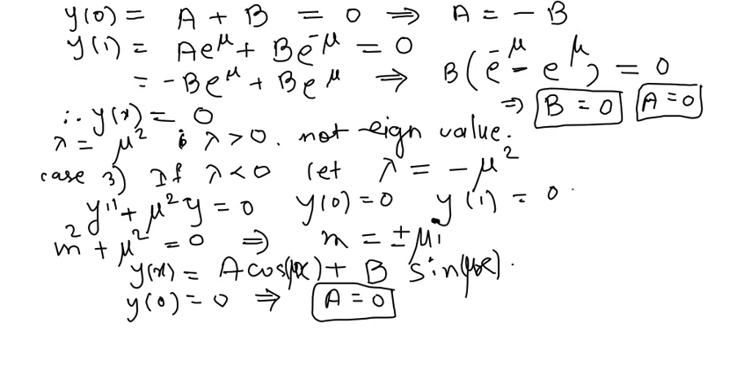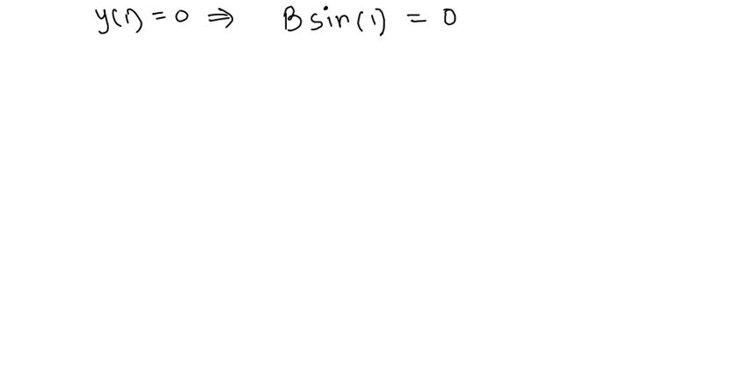So a equal to 0, this will not change, but here what we will get? Sine of mu equal to 0. b into sine mu equal to 0. We take b non-zero, because suppose here also b is equal to 0, then what will happen?